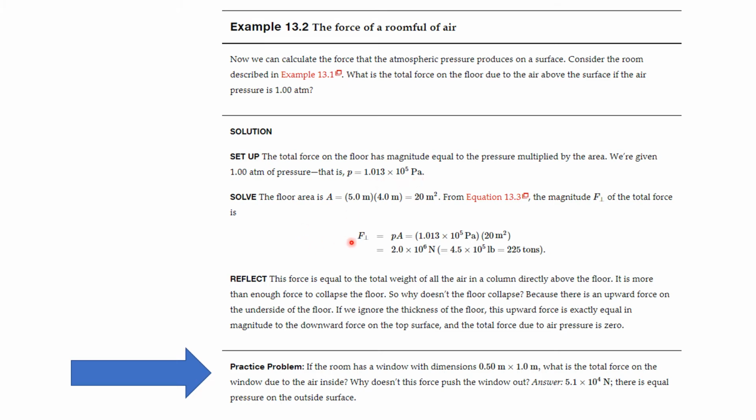So here's what we're going to say. The force perpendicular is equal to the pressure times the area. And remember that this floor was 4 times 5, so its area was 20 square meters. So I take the pressure of an atmosphere times that, and I get 2.0 times 10 to the 6 newtons. And that's actually quite a bit of weight. 10 to the 6 is 2 million newtons. Here's a practice problem if you want to practice these kinds of considerations.